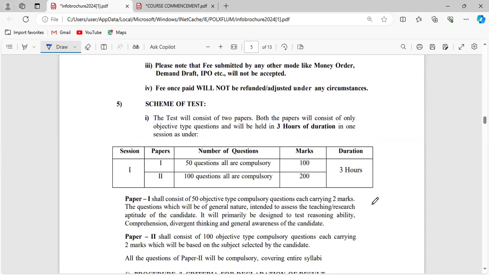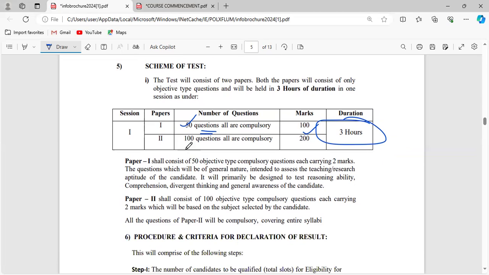Coming to the pattern of the examination, you have two papers, Paper 1 and Paper 2, and the duration of the exam will be 3 hours. In Paper 1, we have 50 questions, and all the questions are compulsory. These 50 questions are related to the teaching and research aptitude of a candidate. Each question carries 2 marks, so the total marks for Paper 1 will be 100.